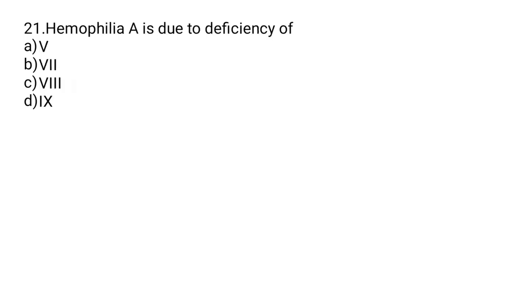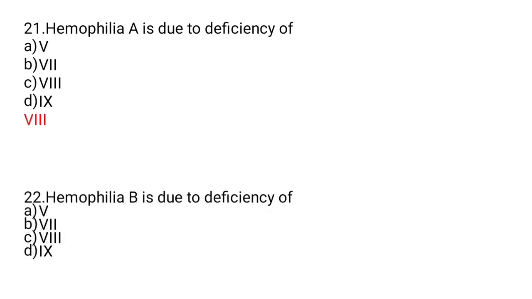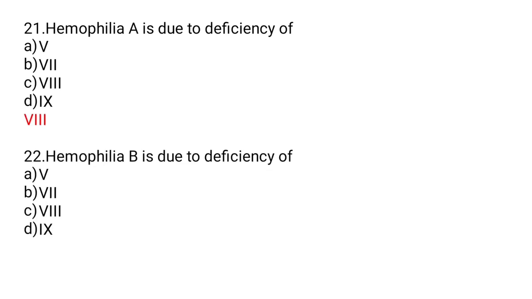Next one, hemophilia A is due to deficiency of factor 5, factor 7, factor 8, factor 9. And the answer is factor 8. And we have blood clotting factors, total 13. So those are the factors. Next, hemophilia B is due to deficiency of the same options, factor 5, factor 7, factor 8 and factor 9. It is due to factor 9. So hemophilia A factor 8, hemophilia B factor 9.